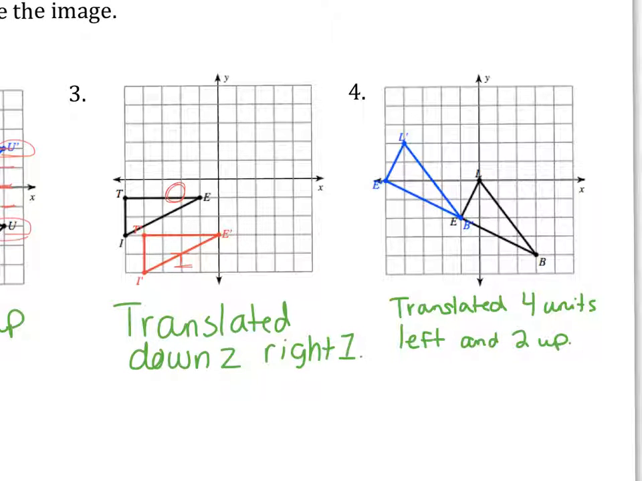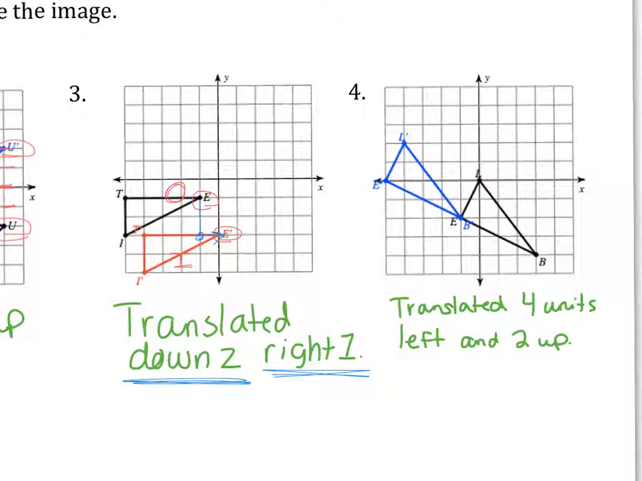Now the order that you do this in doesn't matter, so I'm going to go from E to E prime, and the first thing I notice is that it was slid down. So count how many down, 1, 2, so it was slid down 2, and then from there it was slid to the right just 1. Okay, so translated down 2, right 1. You could say translated right 1, down 2. The order doesn't matter as long as you have those two parts.